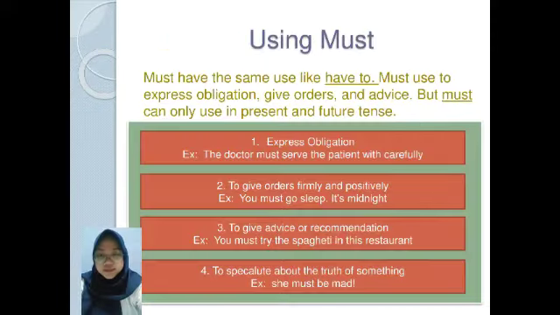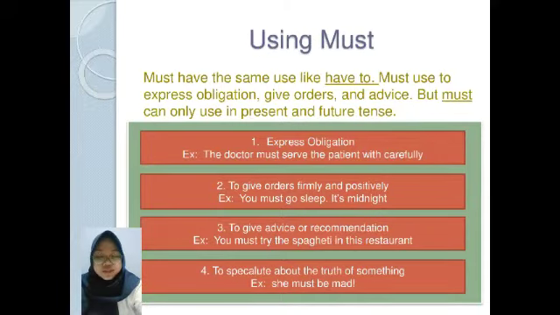And this is my last material about using must. Must has the same use as have to, but here must can only be used for present and future tense. And must can be used to express obligations, give orders, and give advice. First, to express obligations. The example: the doctor must serve the patient carefully.